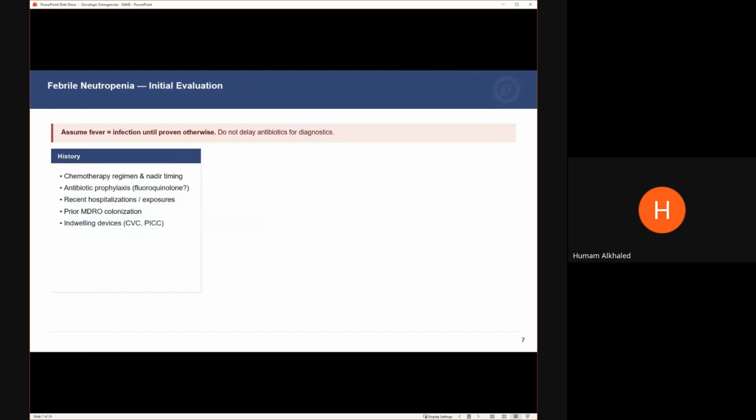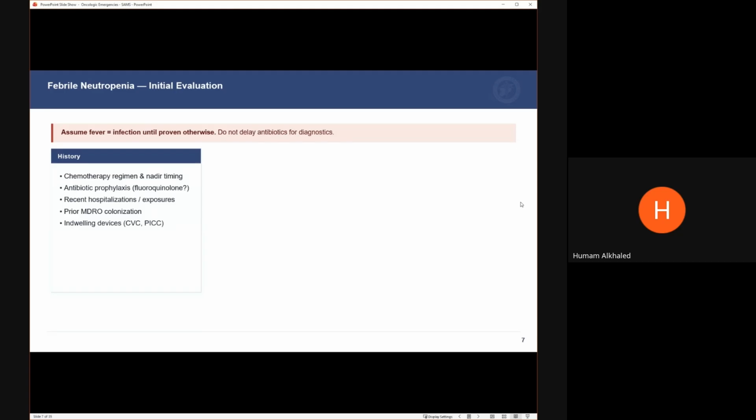Initial evaluation for febrile neutropenia. First, we do need to assume that it is infection until proven otherwise. The key point is do not wait for the test results before starting antibiotics. Antibiotics must be started at the time of presentation. That's the biggest thing.